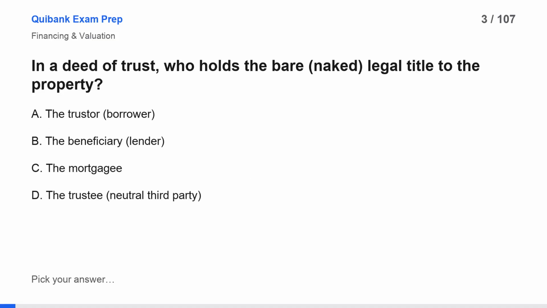Question 3. In a deed of trust, who holds the bare-naked legal title to the property? A. The trustor borrower. B. The beneficiary lender. C. The mortgagee. D. The trustee-neutral third party.